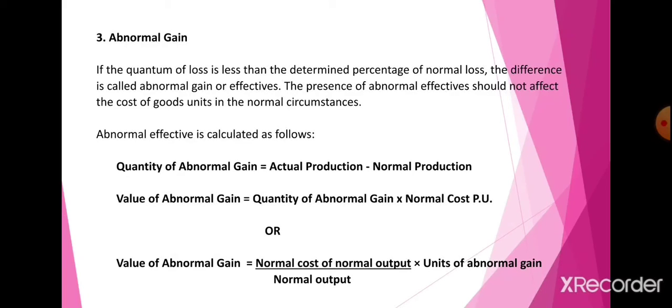So abnormal effective or abnormal gain can be calculated as under. If we have to calculate the abnormal gain in quantity, it is actual production minus normal production. If it is calculated in rupee value, that is value of abnormal gain equals quantity of abnormal gain into normal cost per unit, and another formula is normal cost of normal output into units of abnormal gain divided by normal output.